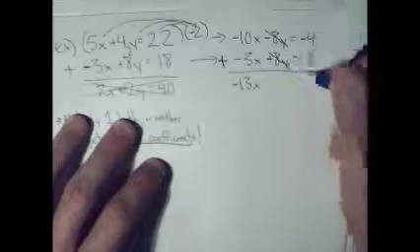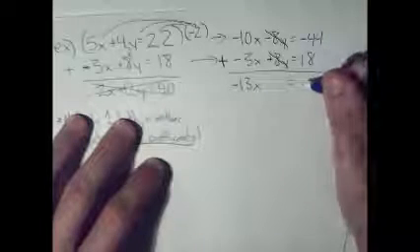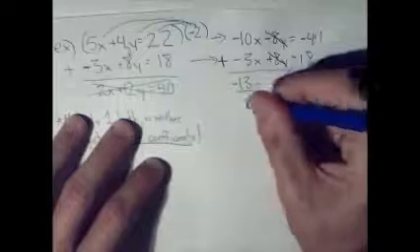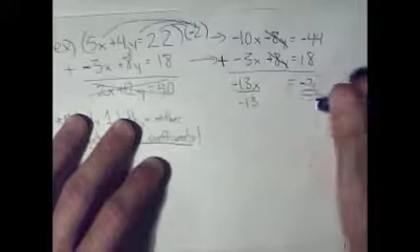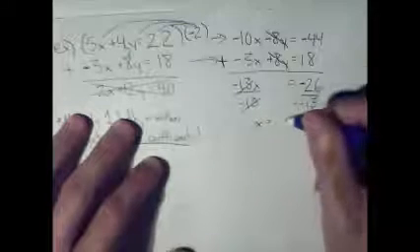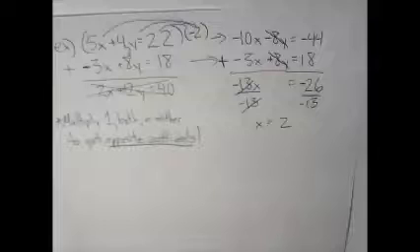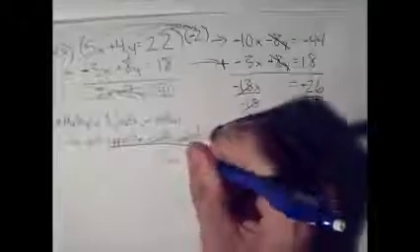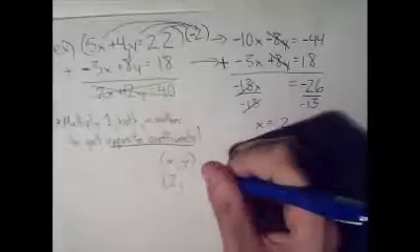Middle term is going to cancel. And what I get is negative, take the sign of the bigger number, 26. Divide both sides by negative 13. What I get is x equals a positive 2. Well, when I say that positive 2, remember, that's only halfway done. I still need to get my y. I'm still going to have the xy ordered pair where these cross. I just have the x.